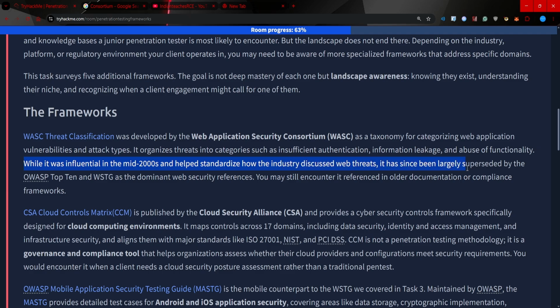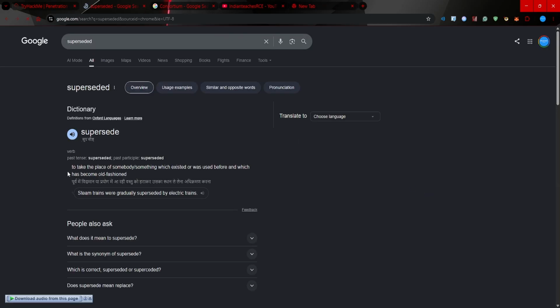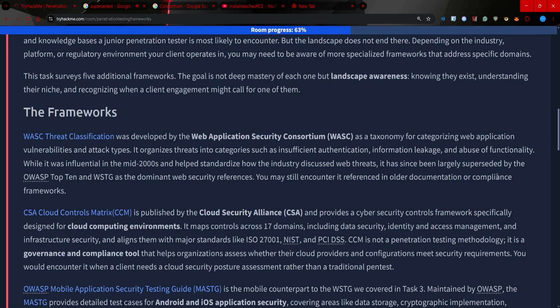it has since been largely superseded. Supersede. It has largely been superseded by the OWASP Top 10 and WSTG as the dominant web security references. You may still encounter it referenced in older documentation or compliance frameworks.